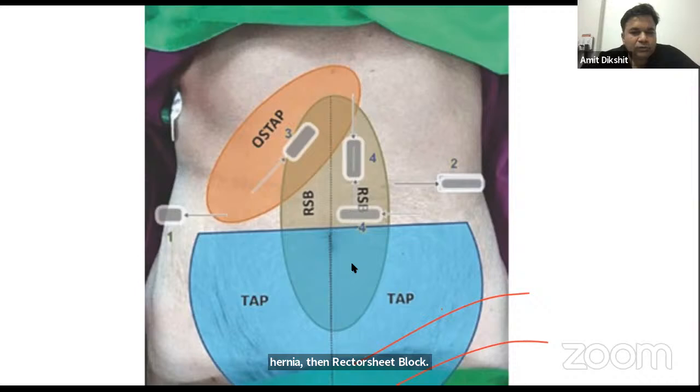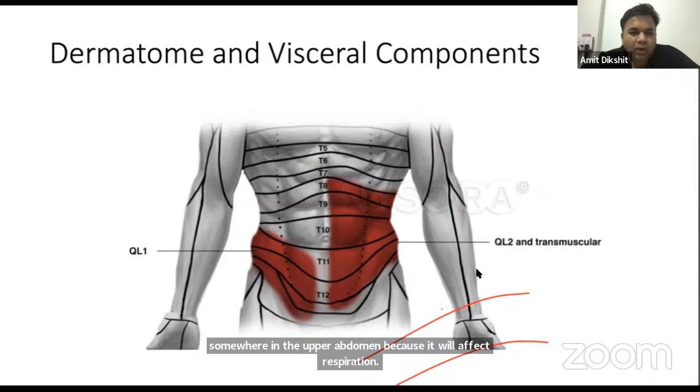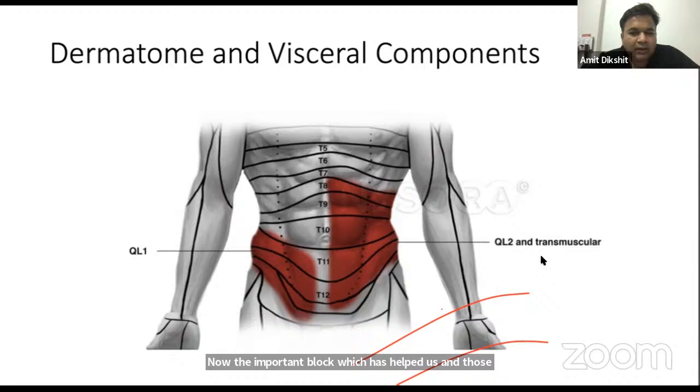So we are really worried when the surgical incision is somewhere in the upper abdomen because it will affect respiration. Now, the important blocks which have helped us are the quadratus lumborum 2 and 3, that is the posterior and anterior, or posterior and transmuscular quadratus lumborum block. So they will have a visceral component of pain relief as well, in contrast to rectus and TAP. And also the QL1 for all those C-sections is more efficacious when compared with TAP. So these are some of the block strategies.